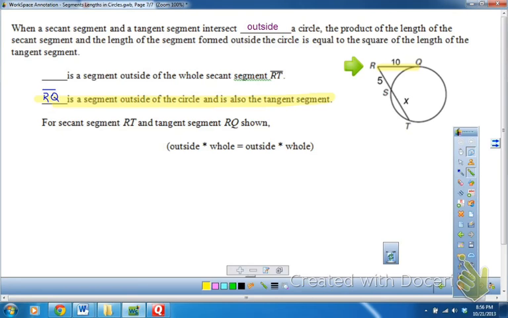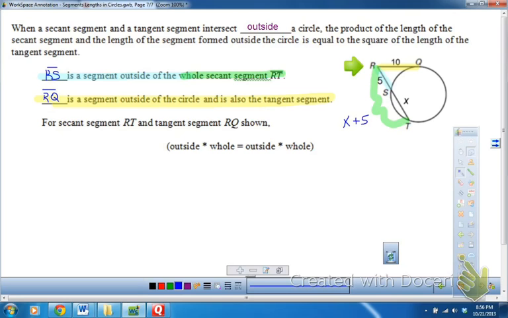So then if we look back up here, you have the outside piece RS, and I'm going to highlight that in blue. So RS is outside of the whole secant segment RT. And RT's distance should be represented as x plus 5 because you have to add the piece that is a distance of 5 and the piece that has a distance of x to get a total distance of x plus 5 there.